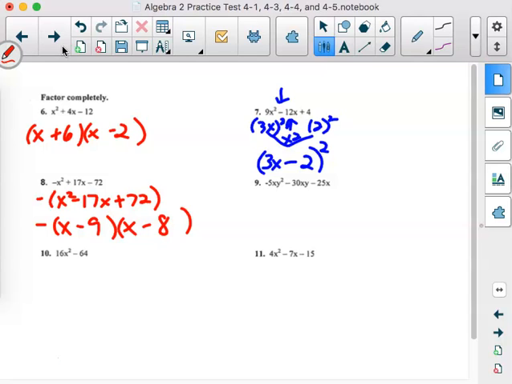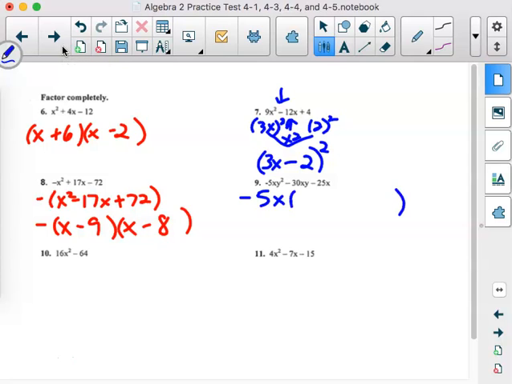Going to number 9, I notice the same thing. We've got a negative, so I can take at least a negative out of this. But let's see. 5, 30, and 25. Hey, 5 will go into all of those. And, oh, they all have an x. We can take an x out as well.